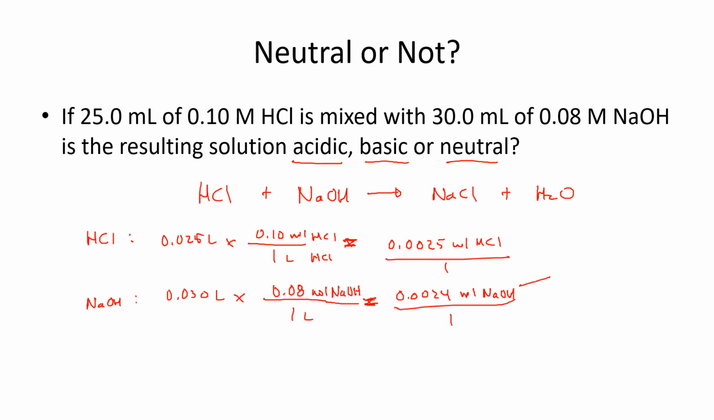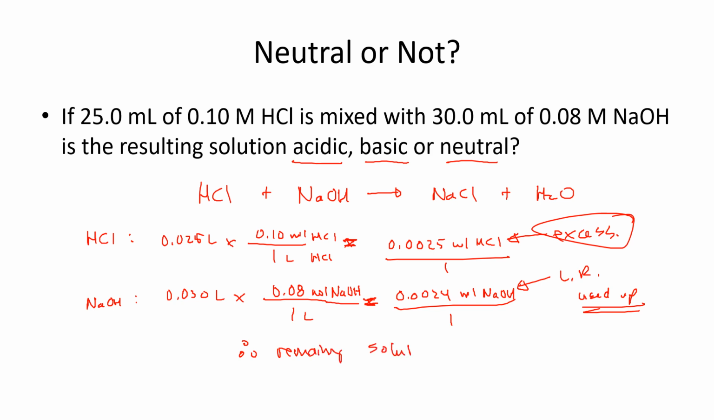So since the coefficients for both of these are 1, you're going to get the same number, which means this is the smaller one. This is the limiting reagent, gets used up, which means there's no more of it left over. This one here is in excess, which means there's going to be some of it left over. Therefore, the remaining solution will be, drum roll please, acidic, because of the excess acid. Great, hope that helps. See you soon.